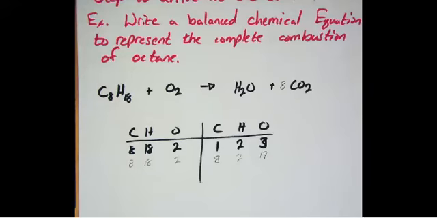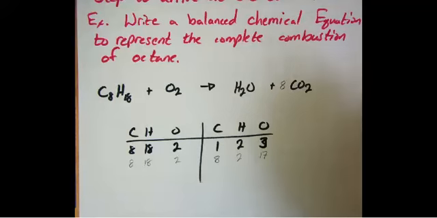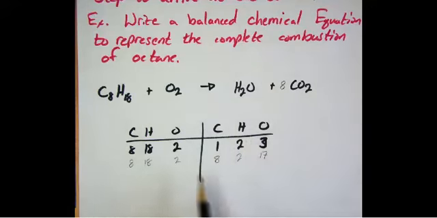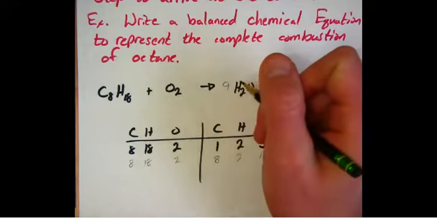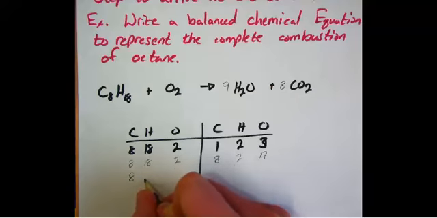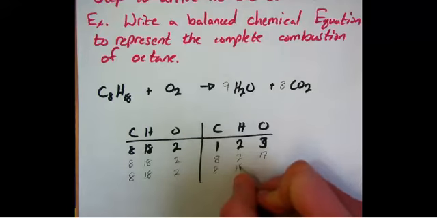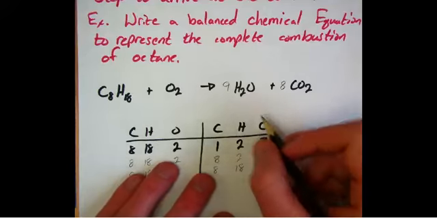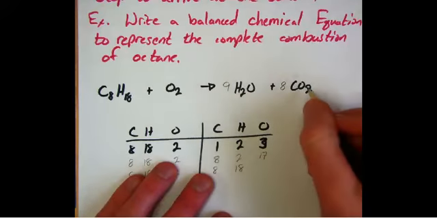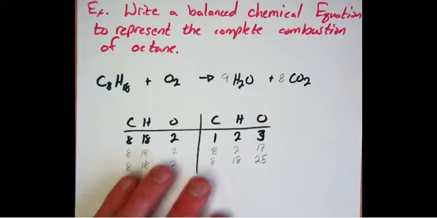Next, I'm going to change our coefficients to balance our hydrogens. Because oxygen is all by itself, I can just change that to whatever I need it to be in the end. So the next step is to make certain that we have 18 hydrogens on the right. In order to get there, I'm going to change the coefficient to a 9. So again, we didn't change anything on the left. Now we have 8 carbons, 18 hydrogens, and we now have 9 plus 16, which is 25 oxygens on the right.